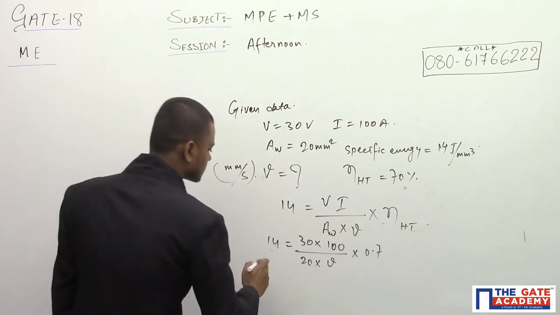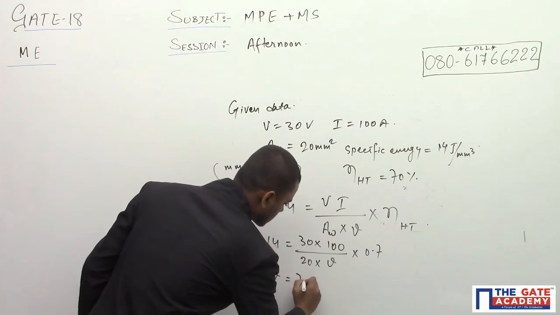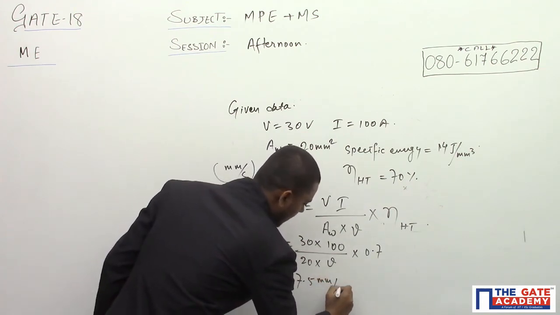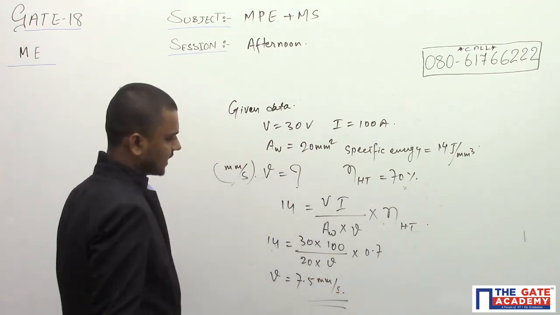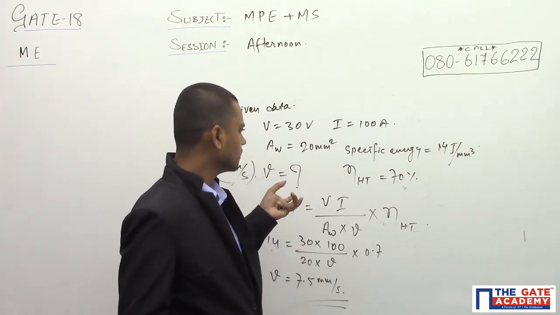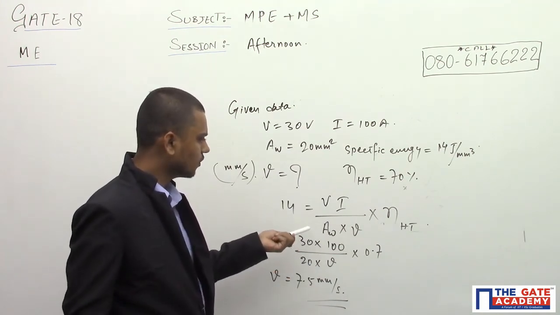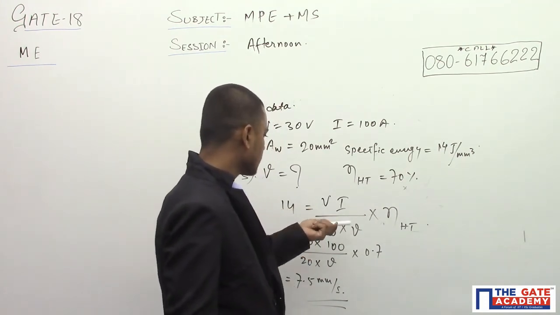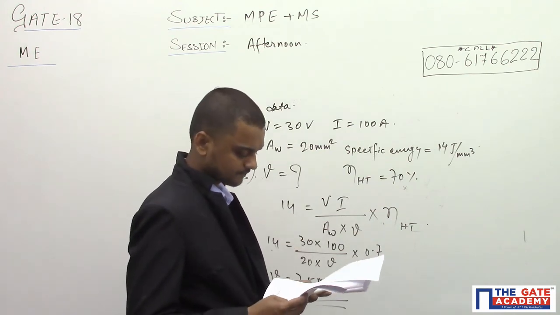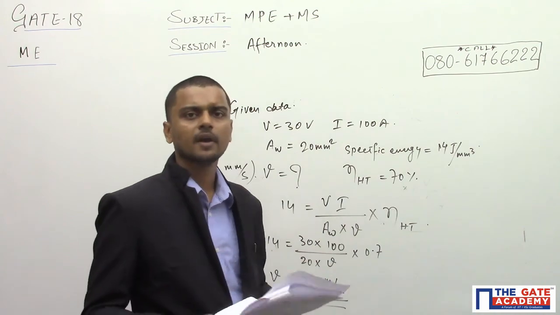Now if you solve this, you will get welding speed which is equal to 7.5 mm per second. So this is generally the heat input in joule per mm cube. So for that we have to divide VI by the weld area. So you will get the weld speed which is equal to 7.5 mm per second.